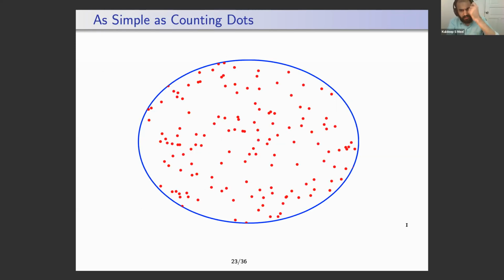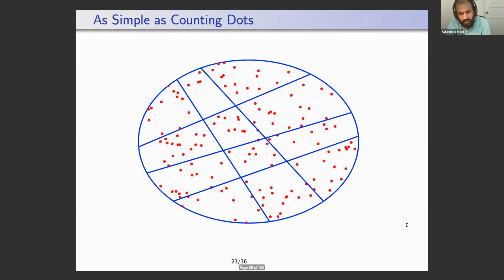So let me quickly give you an overall idea about how we went about addressing the problem. Let's say the circle is the space of all possible assignments and the dots represent satisfying assignments. So wouldn't it be nice if we could partition the space of solutions into cells such that the number of solutions in every cell is roughly equal and the cells are small enough?